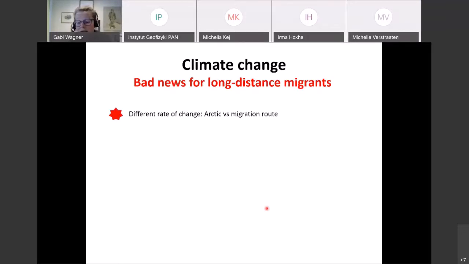Over the last few years. In other places of the Earth, it might just be 2 or 3 degrees. And that means, of course, that the whole food environment for the migrants changes at different rates, which is not something the animals have evolved to deal with.